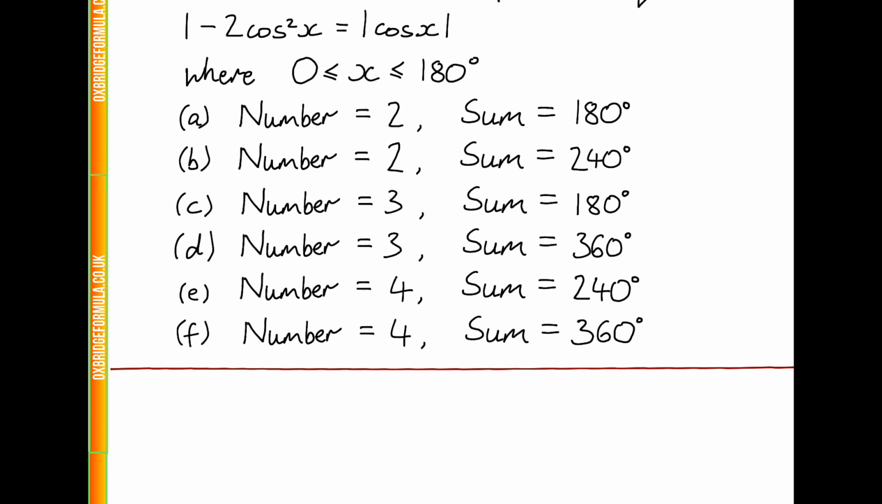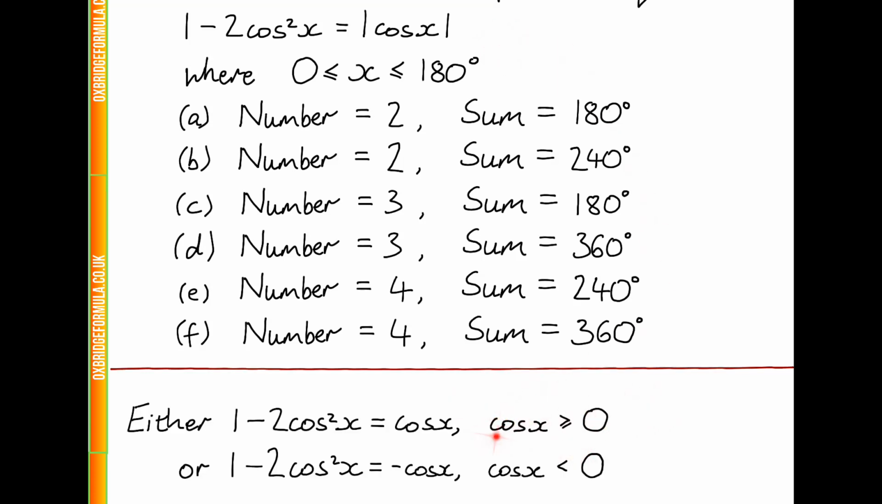Okay, well, we can see there's 2 possibilities for this equation, because when we take the absolute value of something, it's either going to be equal to cos x if cos x is greater than or equal to 0, or it's going to be equal to minus cos x if cos x is negative. So we can therefore write this down as 2 different cases. We'll call the case where cos x is greater than or equal to 0, case 1, and the other case 2.